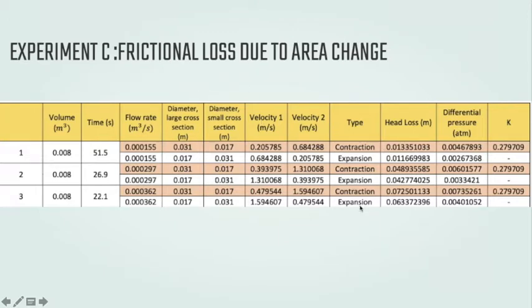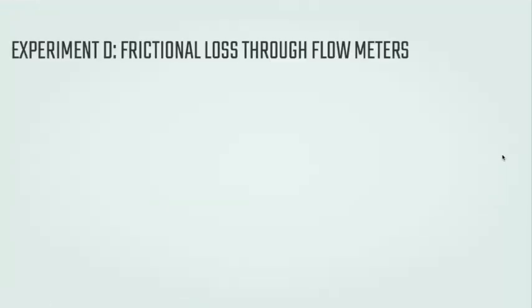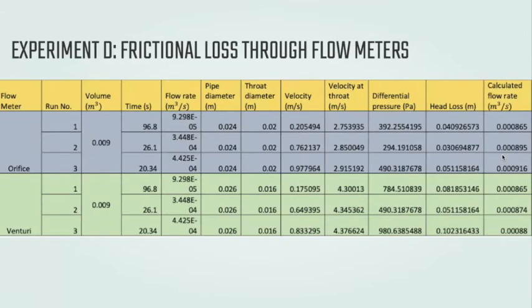and we have 2 velocities because we have 2 diameters, and the differential at the end is actually the reading that we got. Here are the K values, but we only have the K value for the contraction. We don't have the K value for the expansion because I think it's negligible. So let's move on to the last result, which is the frictional loss through the pipe.